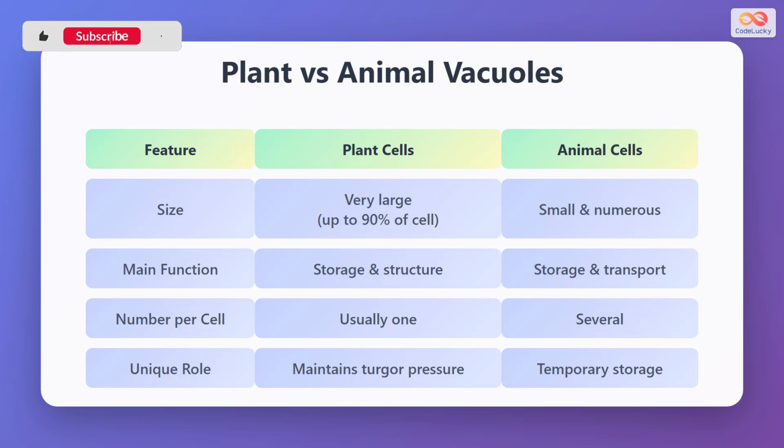Let us compare the key differences between plant and animal vacuoles. In terms of size, plant cell vacuoles are very large, occupying up to 90% of the cell, while animal cell vacuoles are small and numerous. The main function of plant vacuoles is storage and structural support, whereas animal vacuoles focus on storage and transport. Plant cells usually contain just one large vacuole, but animal cells have several smaller ones. The unique role of plant vacuoles is maintaining turgor pressure for structural rigidity, while animal vacuoles serve as temporary storage compartments.